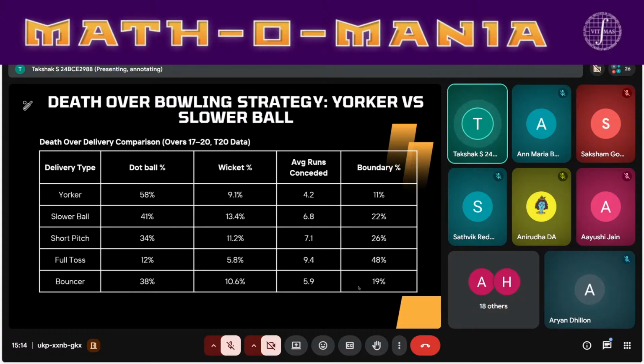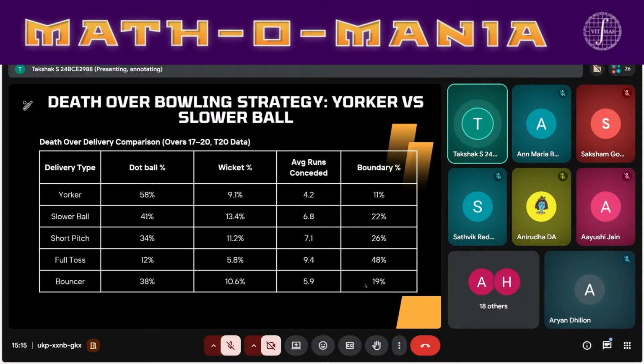And then the slower ball generates a dot ball 41% of the time, which is significantly lower than the Yorker, but it takes a wicket 13.4% of the time, which is the highest wicket taking probability of any delivery type in this dataset. It concedes an average of 6.8 runs per delivery, and it results in a boundary 22% of the time. The slower ball is the highest risk, highest wicket reward delivery in the death overs.